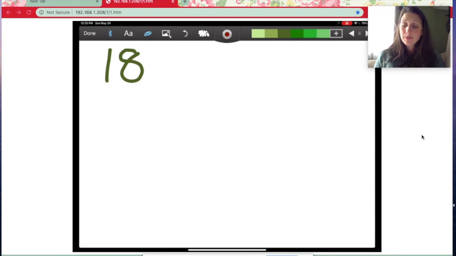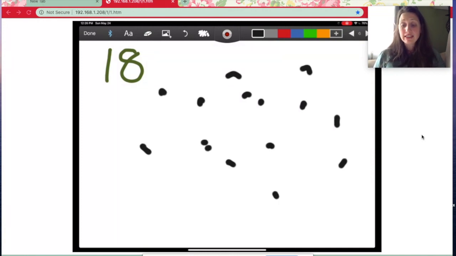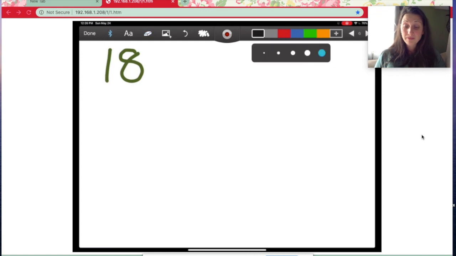The next part is to make 18 counters. The reason that I don't want you to make 18 counters like this all over the place is a couple of reasons. It's harder to count counters when they're messy. And also, sometimes we can know how many counters there are just by looking if they're in a tens frame. So, please try your best to draw a tens frame.